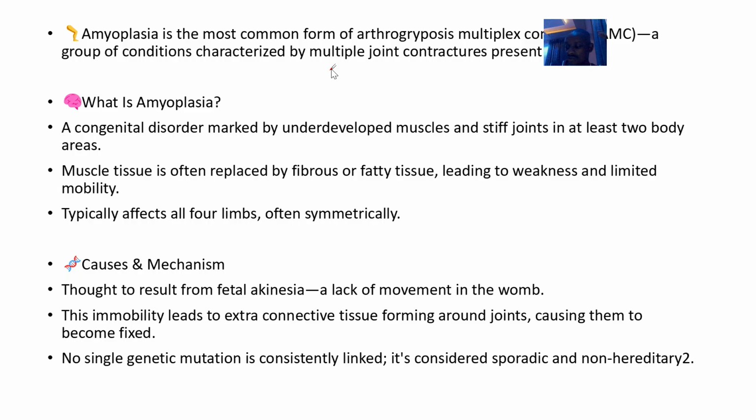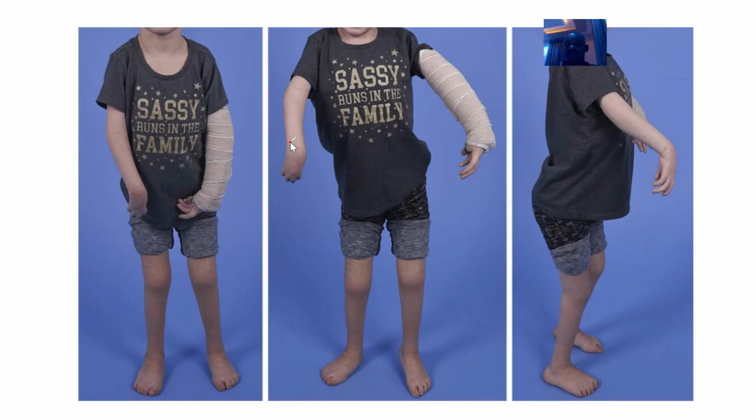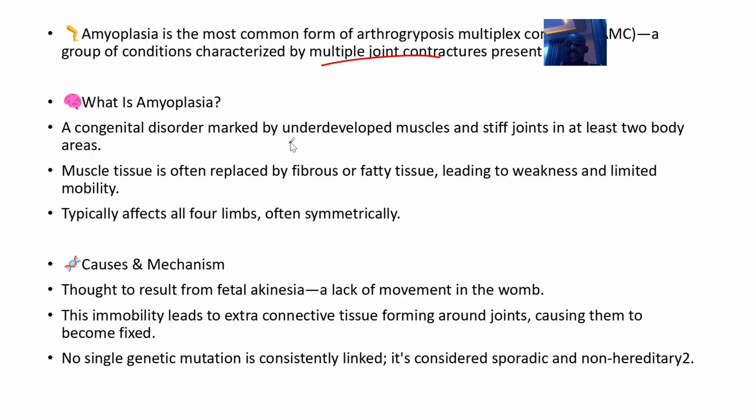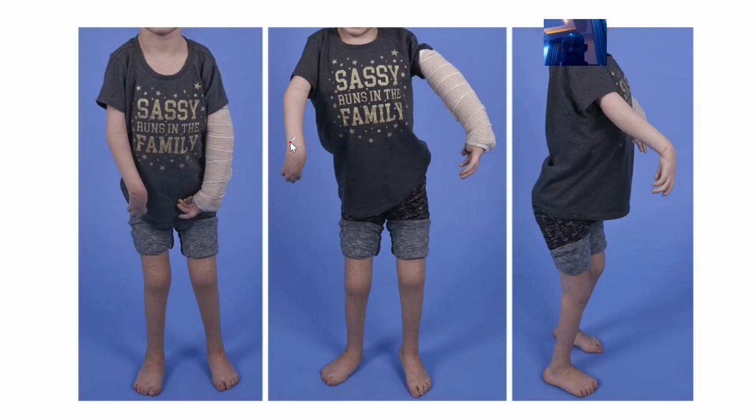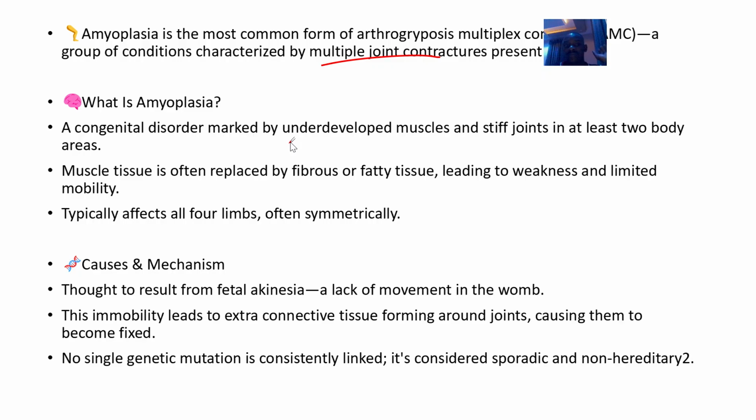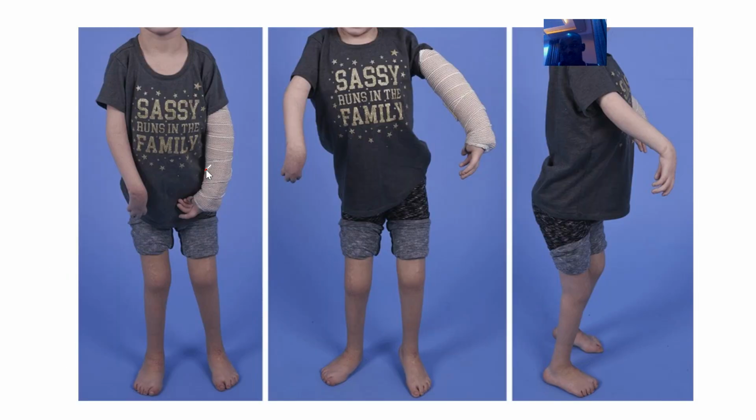It's not one condition, right? It's a group of issues. So they cause what? Joint contractures, right, at birth. Okay, so what is amyoplasia? It's a congenital disorder. It is marked by what? Your muscles are not developing fully, all right, and your joints are also stiff in at least two parts of the body. All right, so muscle tissue is often replaced by fibrous or fatty tissues.